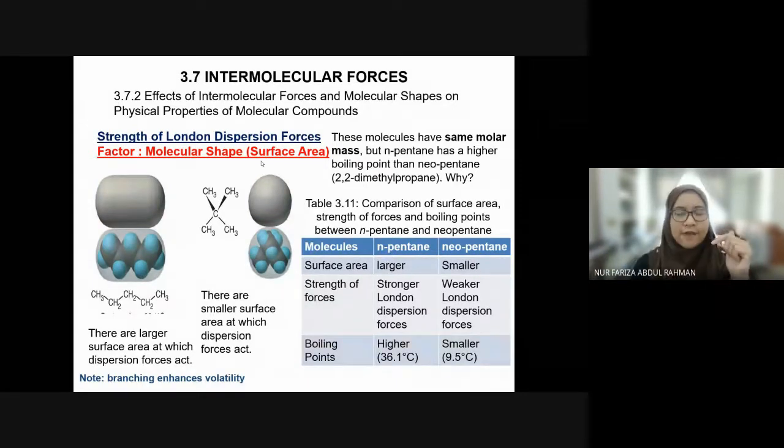One of the factors is what we call molecular shape. Molecular shape contributes to the surface area. Consider these two examples. These molecules have the same molar mass, but N-pentane has a higher boiling point than neopentane. So this is neopentane. Maybe you can add it in. We don't have the name here. I don't know if it is in your notes, but it is not in mine, so you can add it in if you don't have it. This is neopentane, this is N-pentane.